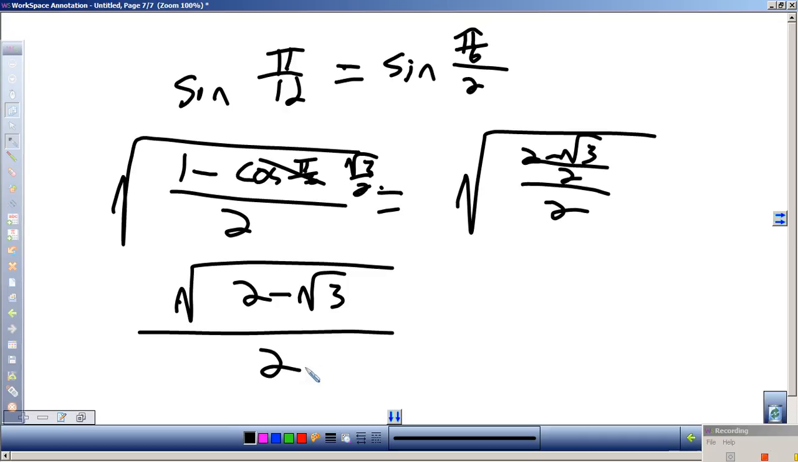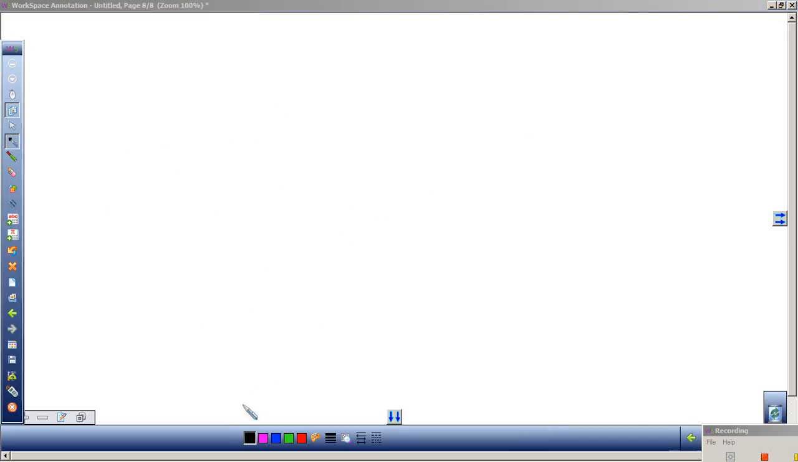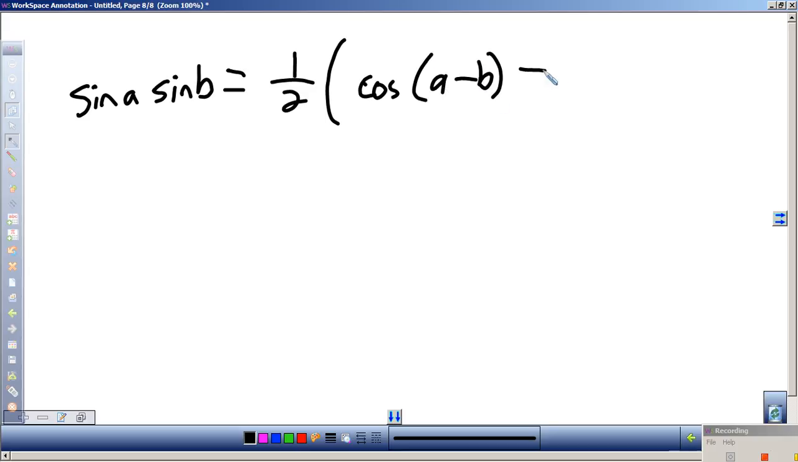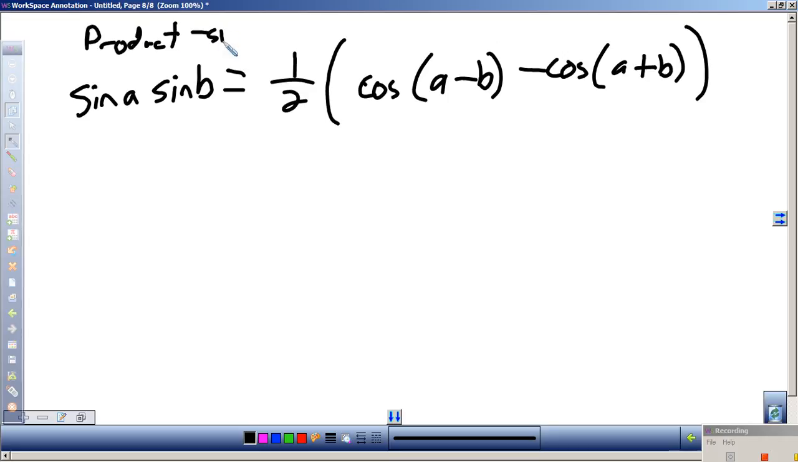Now, one more set of formulas. These are the interesting ones. Sine of A times sine of B. So you've got two things that are multiplied, is equal to 1/2 the cosine of A minus B minus the cosine of A plus B. What are these called? These are your product-sum rules. So we have a product here, and we get a sum.